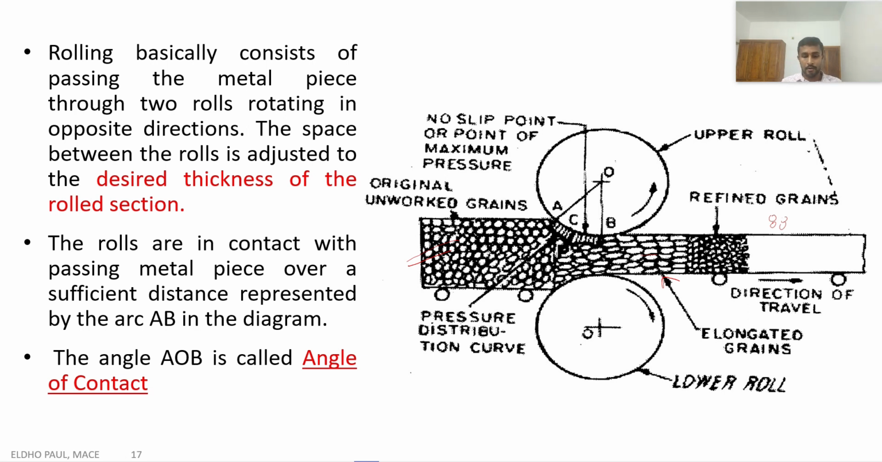And here we can see the angle of contact. This is the point of entry of the material, where the contact starts, at this point A, and the contact ends at this point B. This is the point B where the contact between the roller and the workpiece is ending. This is the region where the force is applied. This region ACB is the arc of contact, and the angle AOB is called the angle of contact. There is an importance for this angle of contact. We will discuss that in the next lectures.